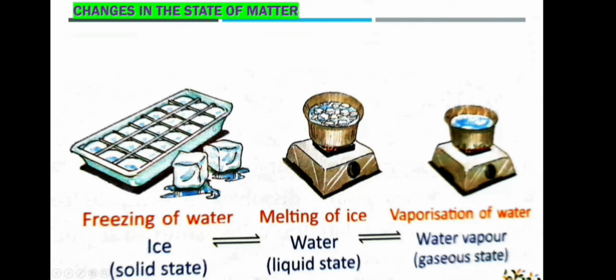At 0 degrees centigrade, the liquid water changes into solid ice. This process is called freezing. On the reverse, ice can be changed into water on heating. This process is called melting. When water is boiled at 100 degrees centigrade, it changes into water vapor, which is a gaseous form of water. This process is called evaporation. And when water vapor changes back to water on cooling, it is called condensation.